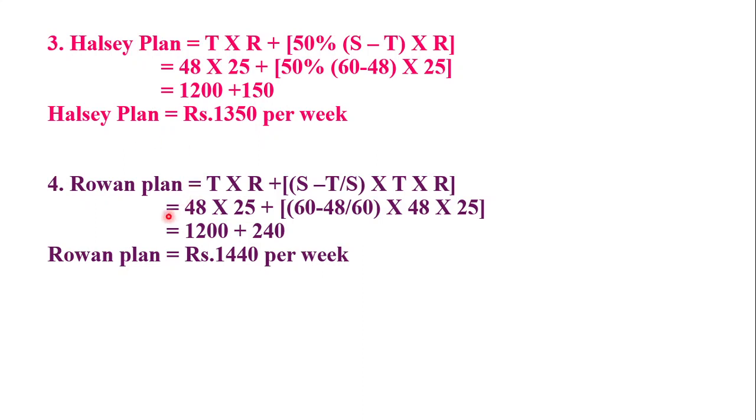Next, Rowan plan. The formula for Rowan plan is T into R plus S minus T divided by S into T into R. So here also time taken 48, rate per hour 25, standard time 60 minus time taken 48 divided by standard time 60 into time taken 48, rate per hour 25. So wages under the Rowan plan is rupees 1440 per week.